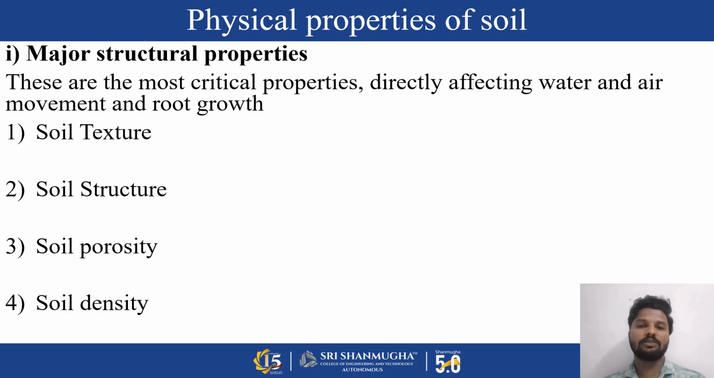The physical properties of the soil are crucial indicators of its health and functionality. These properties are often categorized into two main groups: major structural properties and secondary properties. The first one is major structural properties. These properties are considered the most critical because they directly affect essential processes like water and air movement through the soil, as well as root growth. The major structural properties include soil texture, soil structure, soil porosity, and soil density.